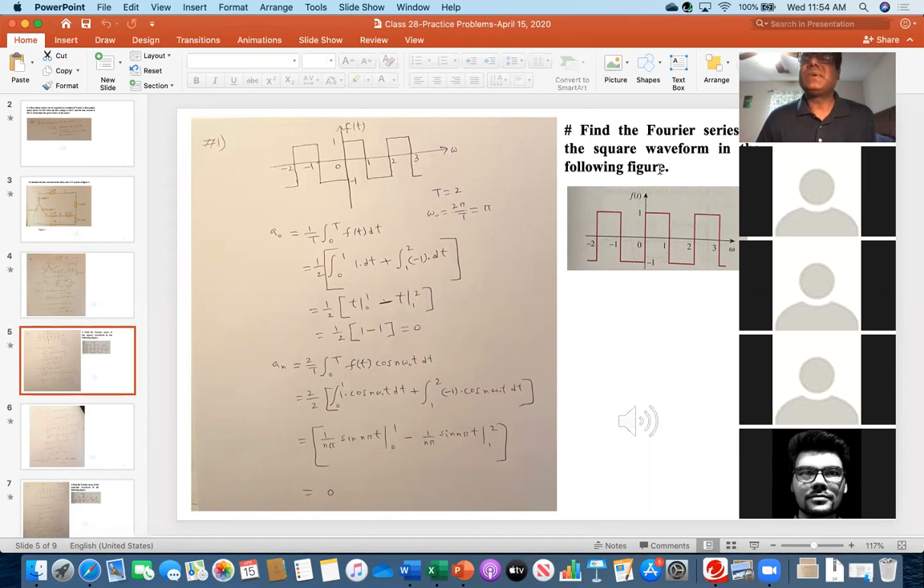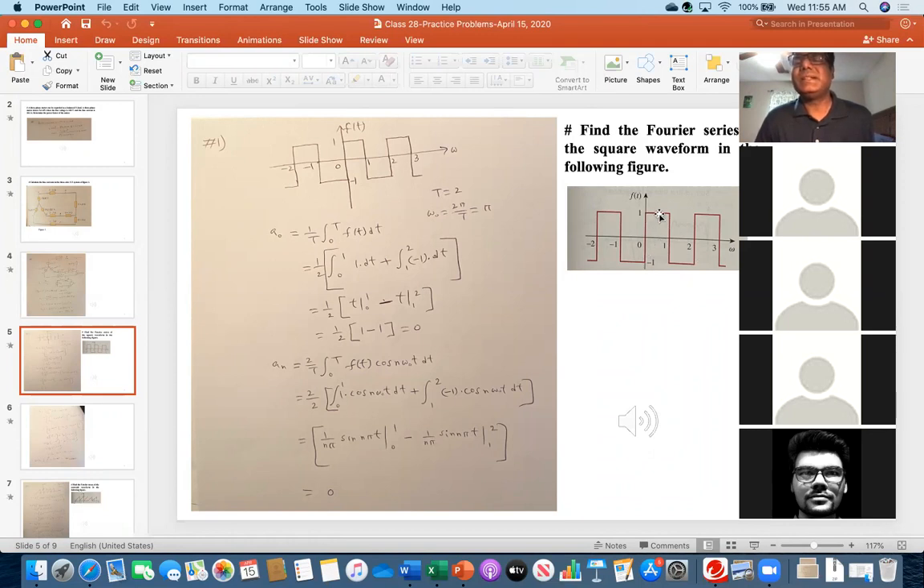The question is, find the Fourier series of the following square waveform. So everybody see the pattern. So what's the time period? Is it 1 or 2 of this signal? What's the time period T, capital T? Would it be 2? Yes, exactly.